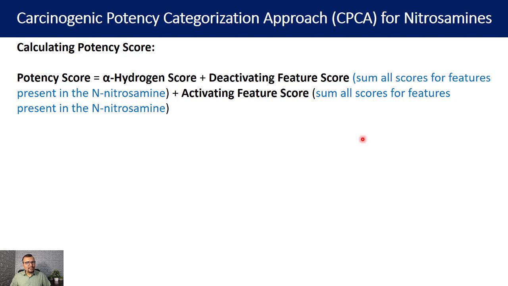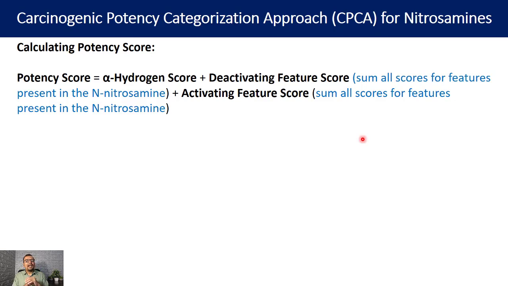So what are those functional groups? As I explained, the hydroxyl functional group present on the beta carbon is a deactivating feature. A carboxylic acid functional group present at any part of the molecule is also a deactivating feature. So there are certain deactivating features. You have to calculate those deactivating feature scores, and that will help you to define the potency.